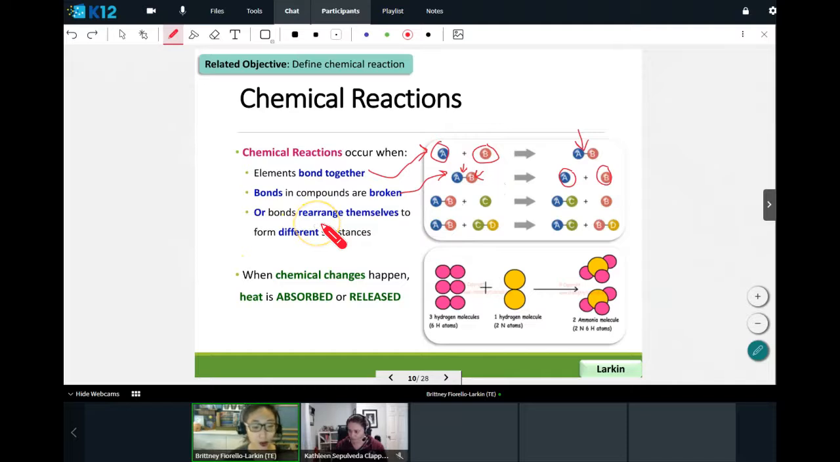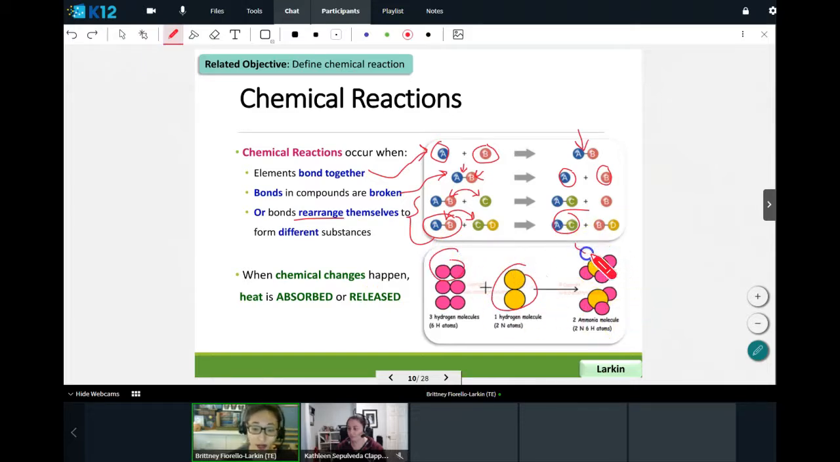Or bonds can both break and bond at the same time, causing them to rearrange themselves into different substances. So you can see here in both of these examples, B and C are switching spots. Again, AC is going to be a totally different compound than AB because it's going to have completely unique properties. It's a different chemical.